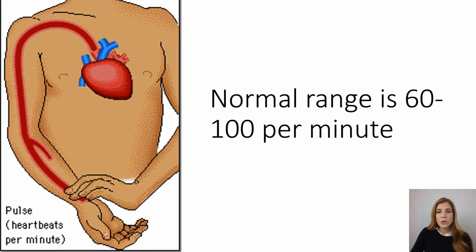Okay, so as a review, normal range is 60 to 100 beats per minute, and you may see some discrepancies between various textbooks or various videos, and that's okay. The normal range that we go off of is the one that UNAR uses, and that's going to be 60 to 100 beats per minute. So anything less than 60, you would report to the nurse. Anything higher than 100, you would report to the nurse.